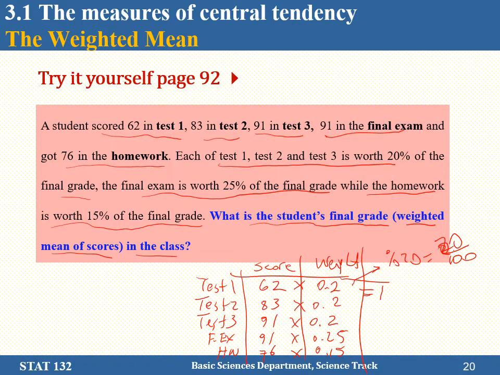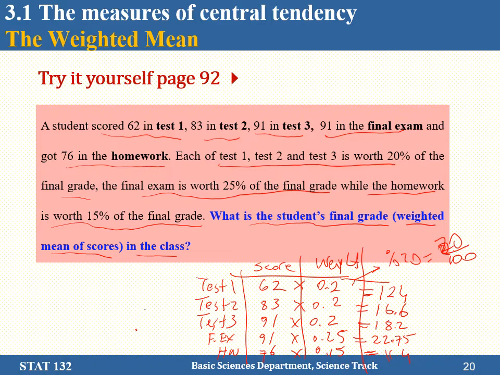So if you multiply it, it will be 12.4, and this will be 16.6, and this will be 18.2, and this will be 22.75, and this will be 11.4. Now the weighted mean can be calculated.